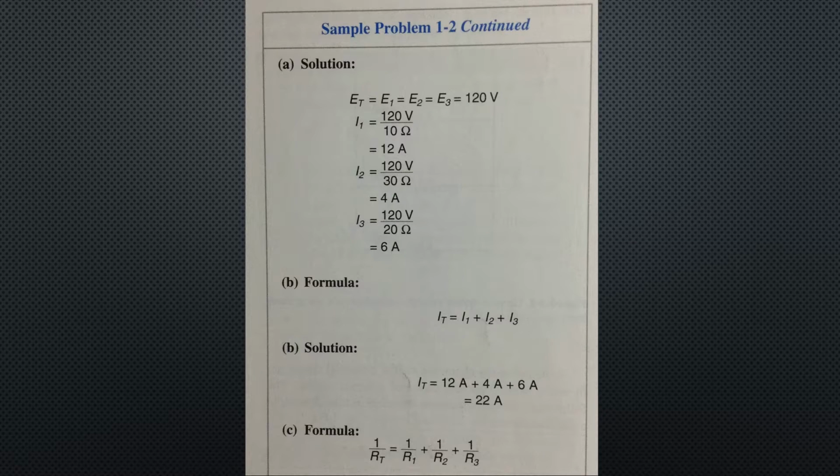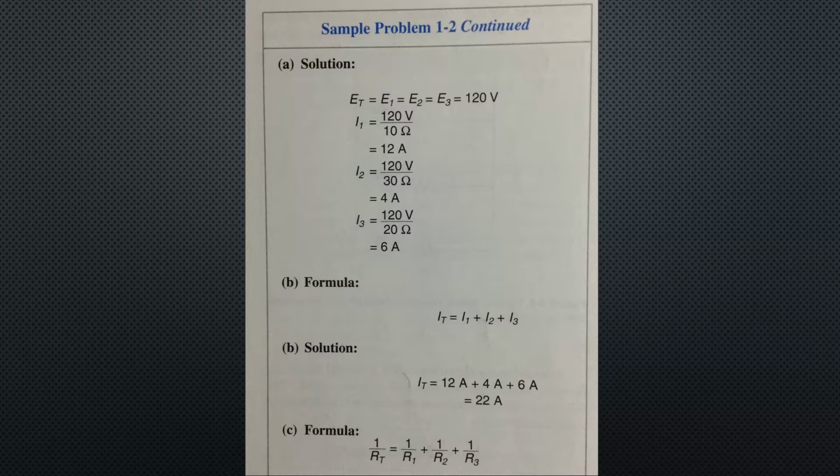The current at 2, we divide 120 volts by 30 ohms. In this case, 4 amps. Finally, at current number 3, it's 120 volts divided by 20 ohms, or 6 amps.